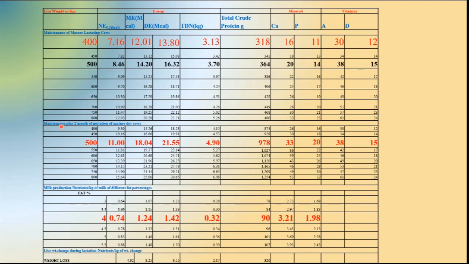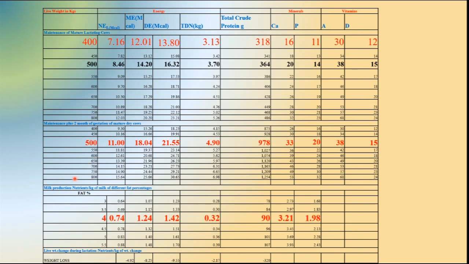So maintenance plus 2 months of gestation. Here I have highlighted the requirement for a 500 kg animal. These requirements are almost 30% above the simple maintenance requirement for energy.